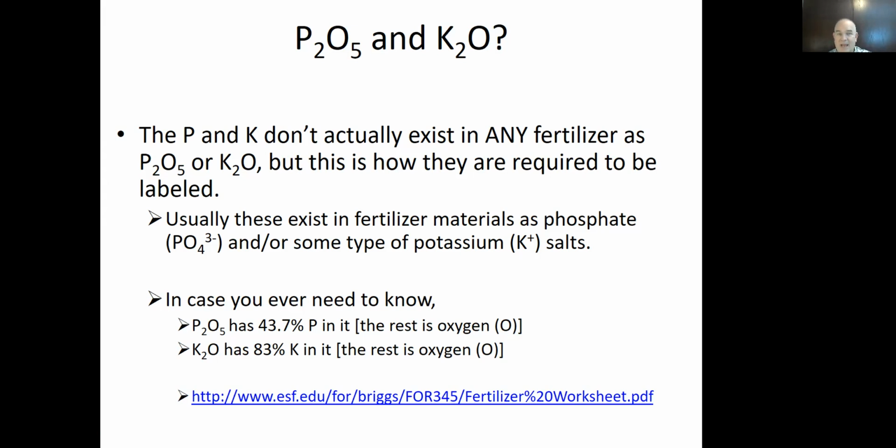And so if you did the math, you would see that there's 43.7% P in P2O5, and the rest is oxygen. It's 2 phosphorus atoms and 5 oxygen atoms. So the math is 43.7% phosphorus. Potassium is 83% K, and the rest of that is oxygen. There's a nice little link here in case you want to look at that more and understand that math a little bit better. And we will do some of that math, including on the unit quiz for this unit.